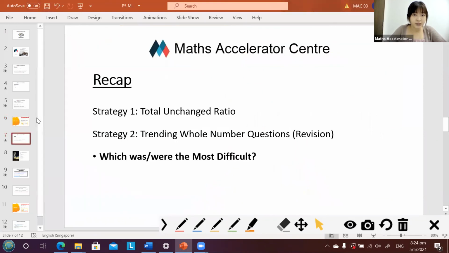Okay, so let's have a recap. Right, today we did total unchanged ratio and whole number questions. Okay, for revision. So which were the most difficult? Strategy 1 or strategy 2? None were difficult. Okay. Question 3. Question 2. Okay. So some of you found it difficult.